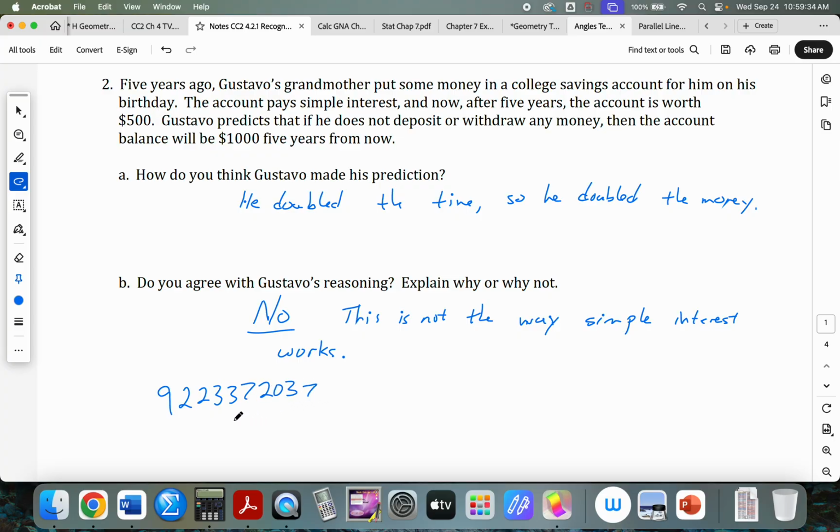223372037, and there's more decimal places than that, but 1 2 3 4 5 6 7 8 9 10 11 12 13 14 15 16 17 18. It's this many grains of rice for the last square. Let's see. That's millions, billions, trillions, quadrillions, 9 quintillion grains of rice.